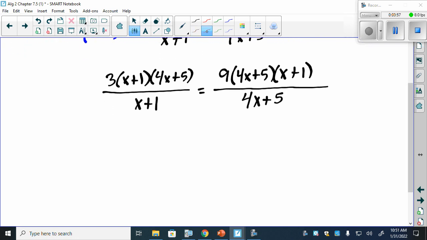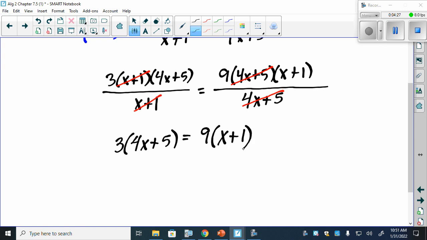Now again, whenever we have something divided by itself, they will simplify out. So here the x plus 1 and x plus 1 would cancel, leaving us with 3 times 4x plus 5 is equal to, well, the other side, our 4x plus 5 and 4x plus 5 will cancel out, leaving us with 9 times x plus 1. And what we just used was the least common denominator. We used a set of terms that when multiplied by everything in the equation will remove all of the denominators.